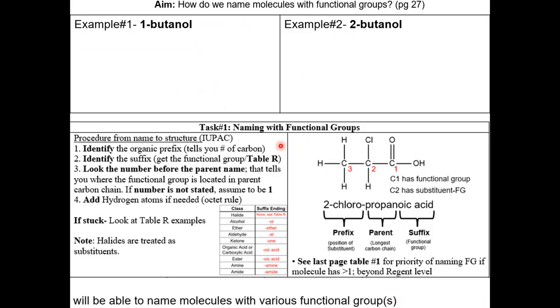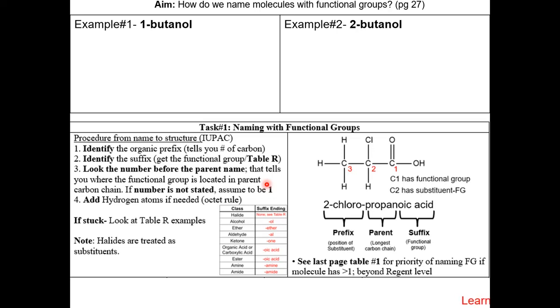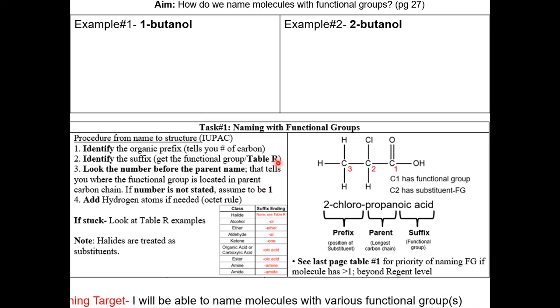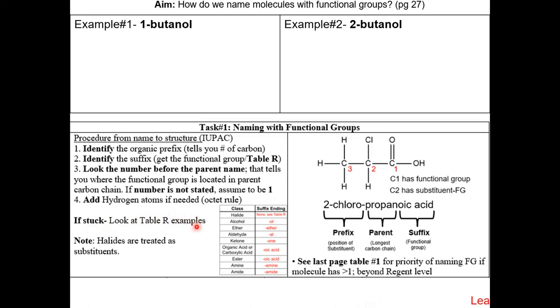In your packet on page 27 is this procedure that helps you draw the structural formula from the chemical name. It builds upon the naming rules of hydrocarbons that we covered in the previous PowerPoints. If you're ever stuck, look at Table R's examples. From Table R, you should be able to get the suffix of each class of organic compounds. Keep in mind, the only class without a suffix ending is halide, because halides are treated as constituents.